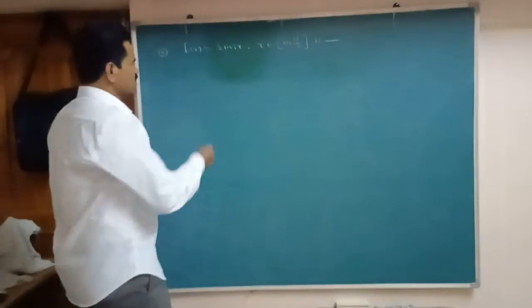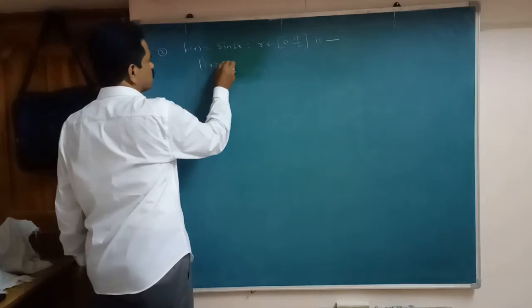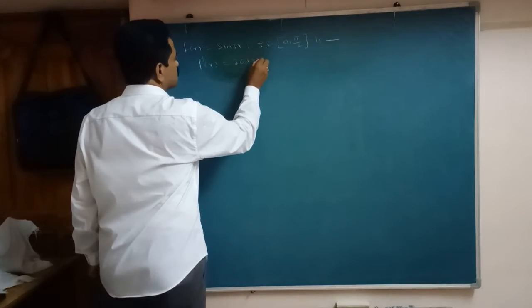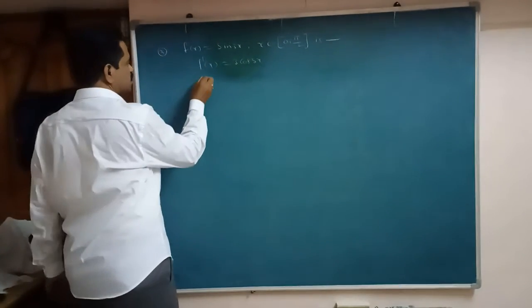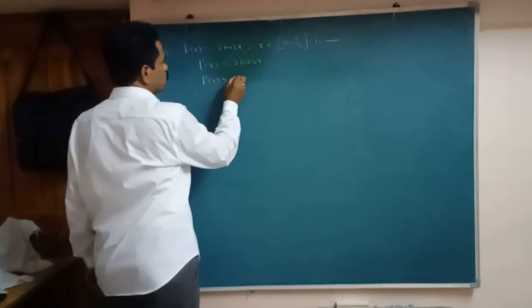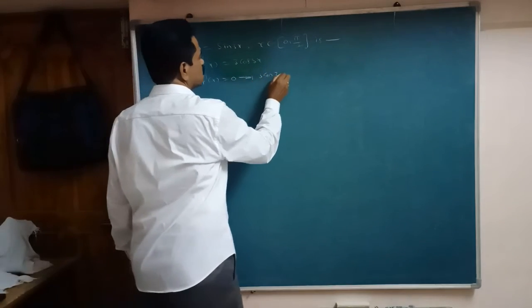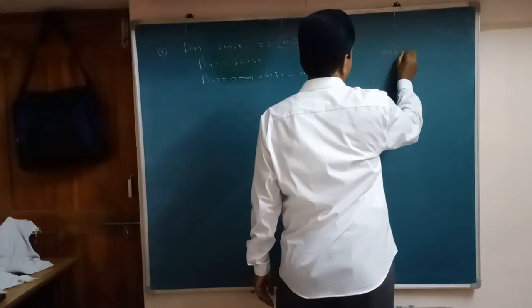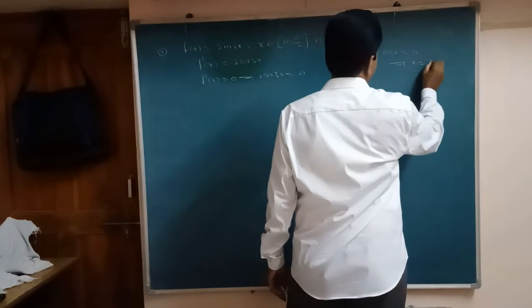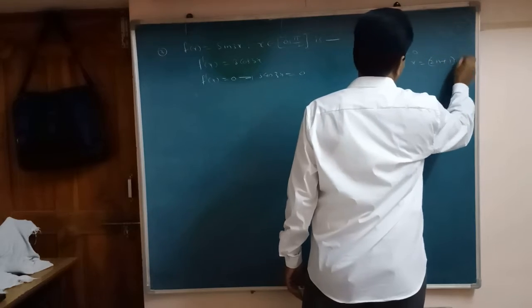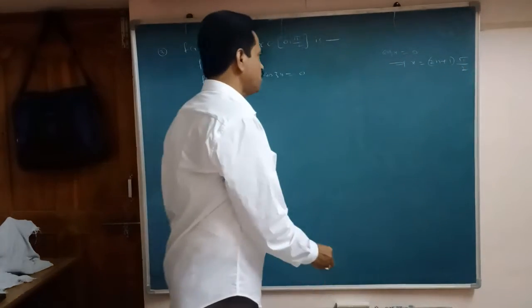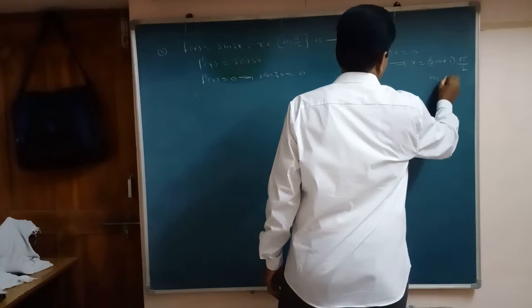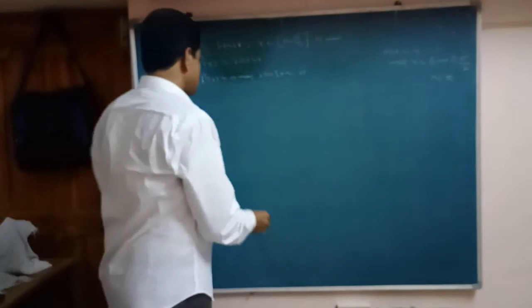First step, f dash x find out here. f dash x equal to 3 cos 3x. Next, f dash x equal to 0, 3 cos 3x equal to 0. We know the general solution: cos x equal to 0, then what is the general solution? x equal to (2n plus 1) into pi by 2, here n belongs to Z.